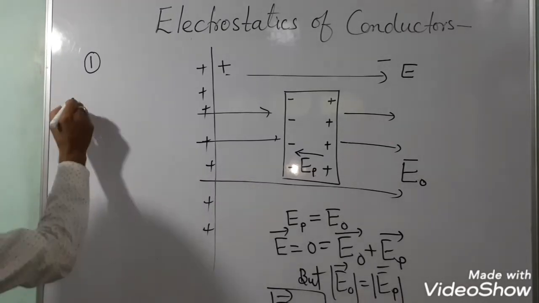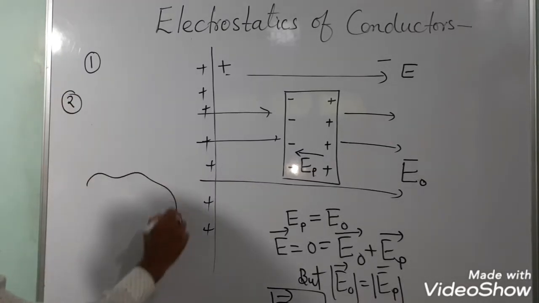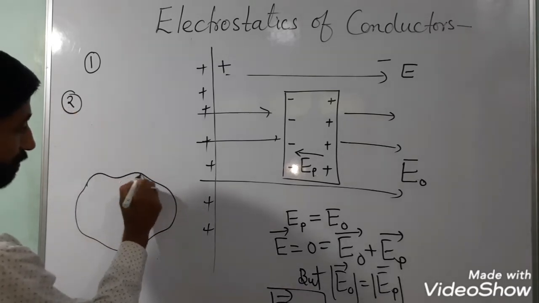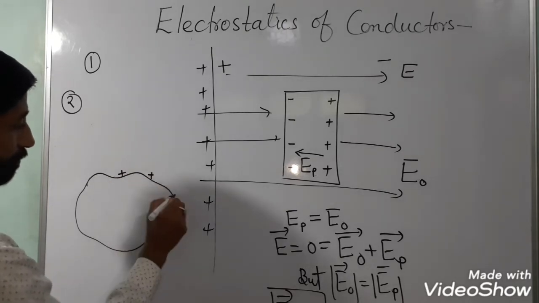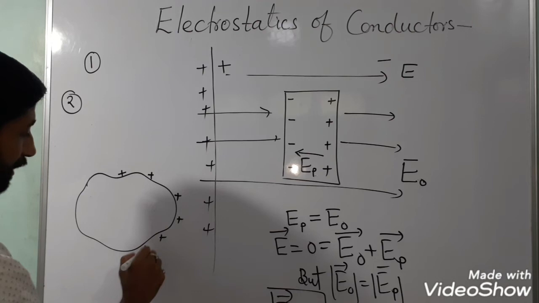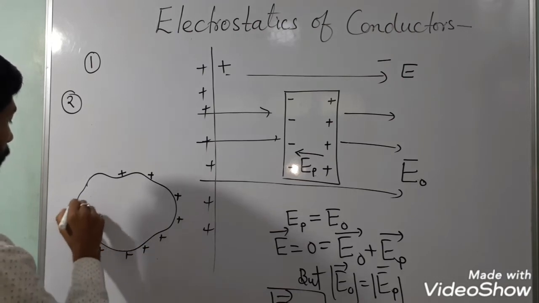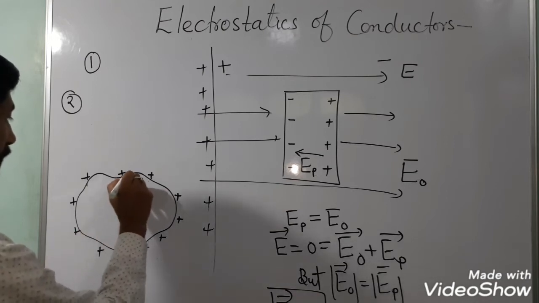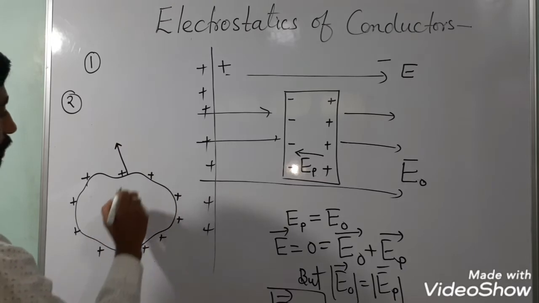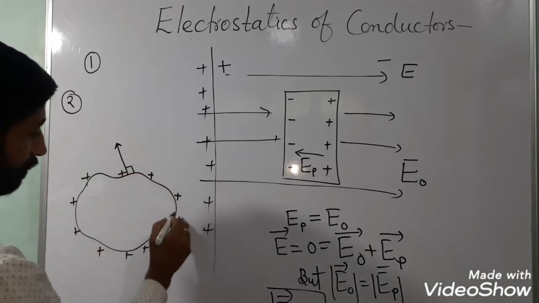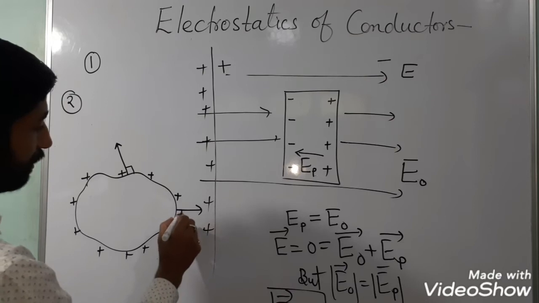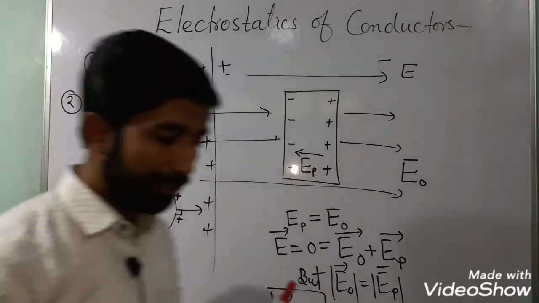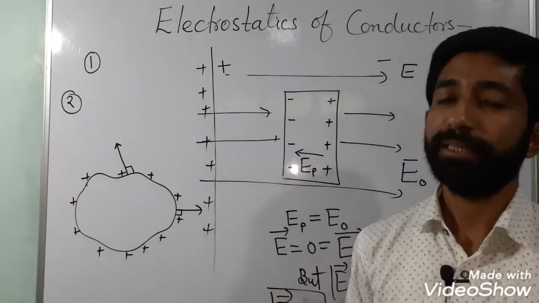Now property number 2: at the surface of any conductor, when it is being charged, the electric field is always perpendicular to its surface. That is, for this particular position, the electric field would be this way, so that this is 90 degrees. For this particular position, the electric field is this way, so that this angle is 90, and so forth. That is, at every point the electric field will be perpendicular to the surface.